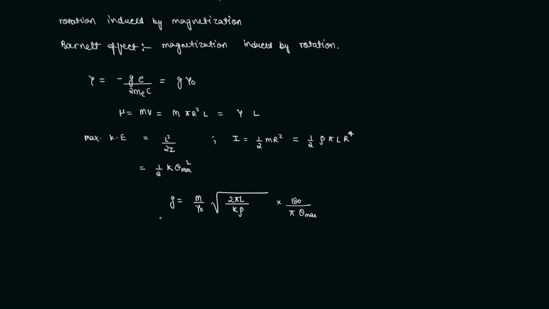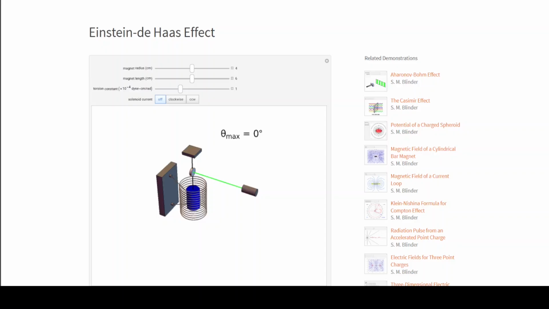All we have to do is just make the rod of that particular ferromagnetic material and put it inside this setup. Here you can see the experimental setup for the Einstein-de Haas effect, and I will put the link of this simulation in the description and the comment box.